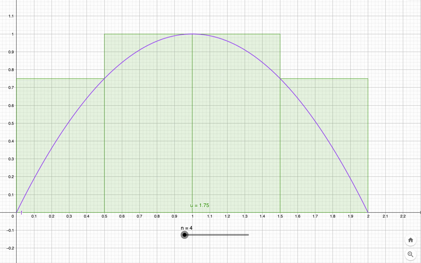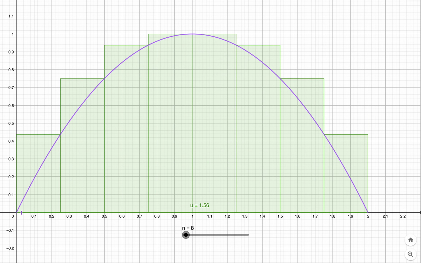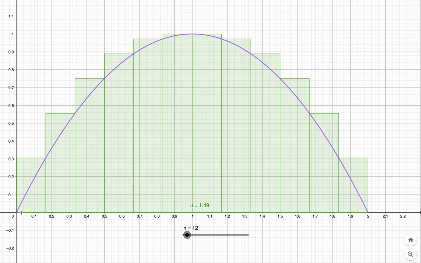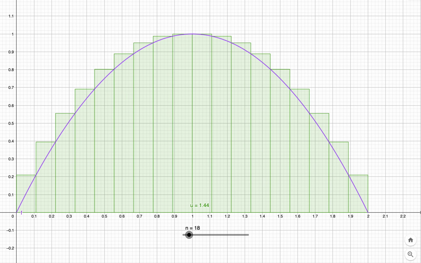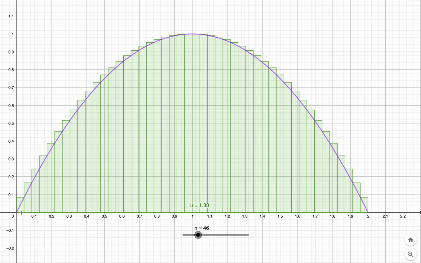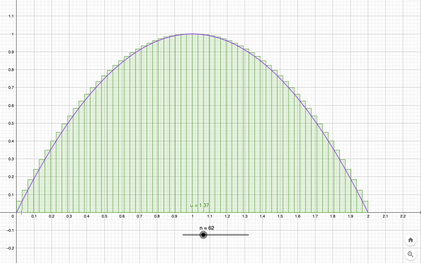We can further increase the accuracy of the approximation by taking finer partitions of the interval 0, 2. If we divide the interval into 6 pieces, we get something like this. And this is an even better approximation. With 8, it is even better. With 10, it's even better, and so on. As I keep increasing the number of partitions, I'm getting better and better approximations. Already at around 60, you get a really close approximation.